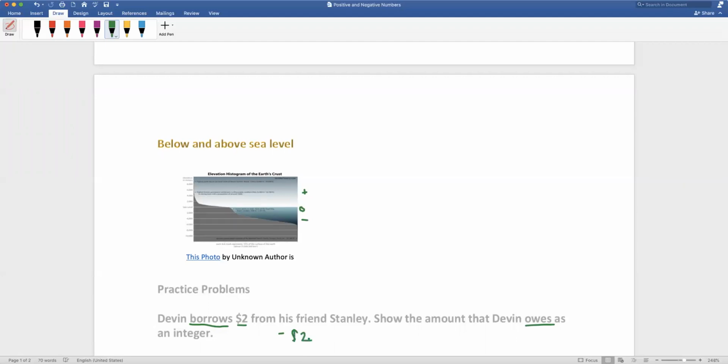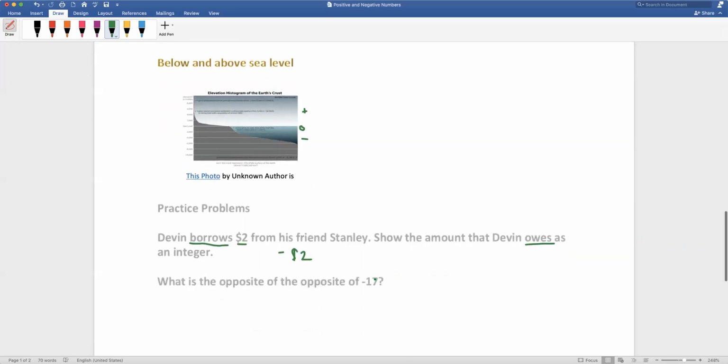There's one more concept that I need to teach you. The opposite of the opposite rule. So you guys may know that 17, the opposite of that is negative 17. And the opposite of negative 17 is 17 again. So like I said, the opposite of the opposite rule is actually the same number itself. It's very simple. So let's see if you understood that concept with the next question.